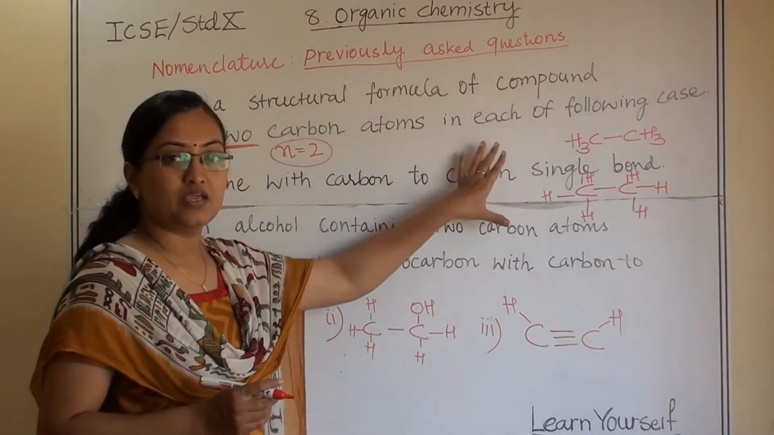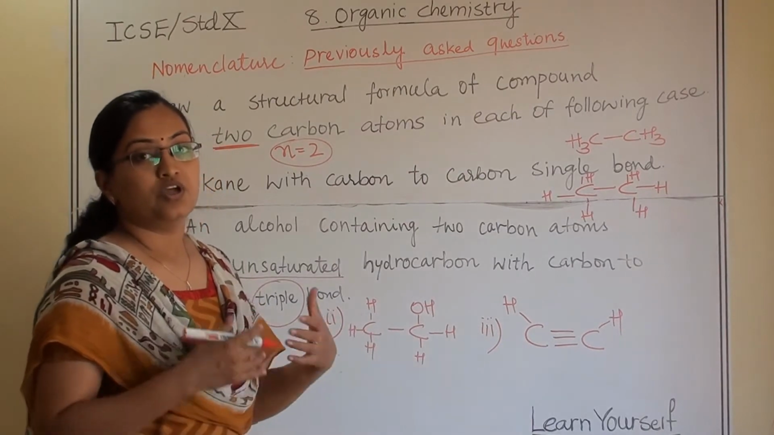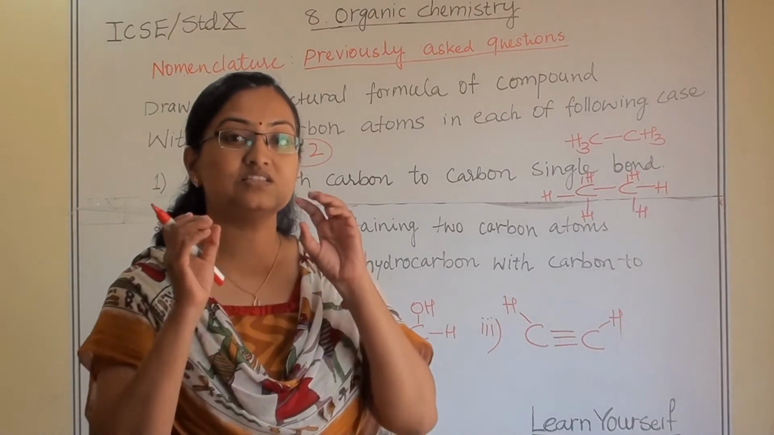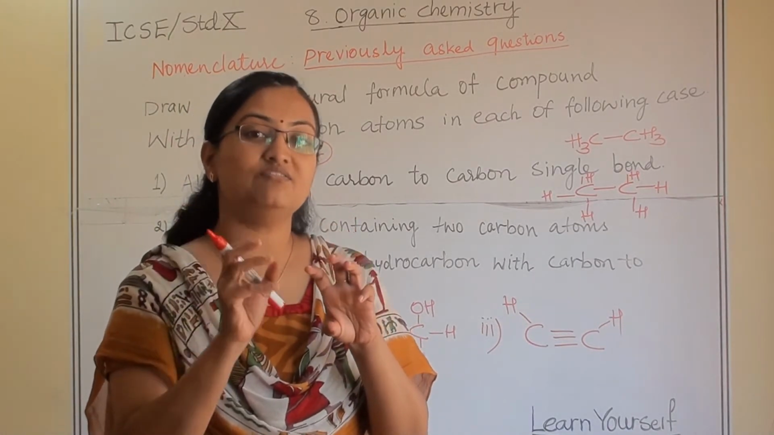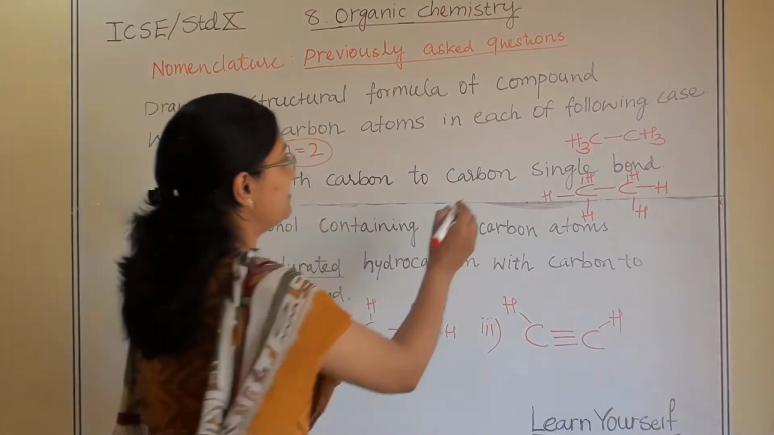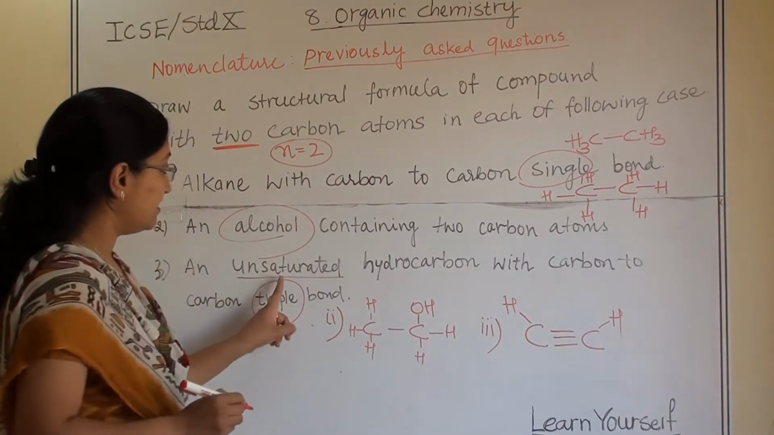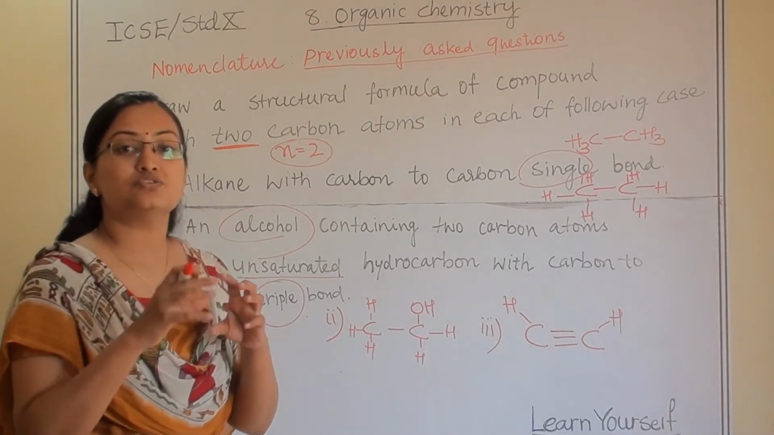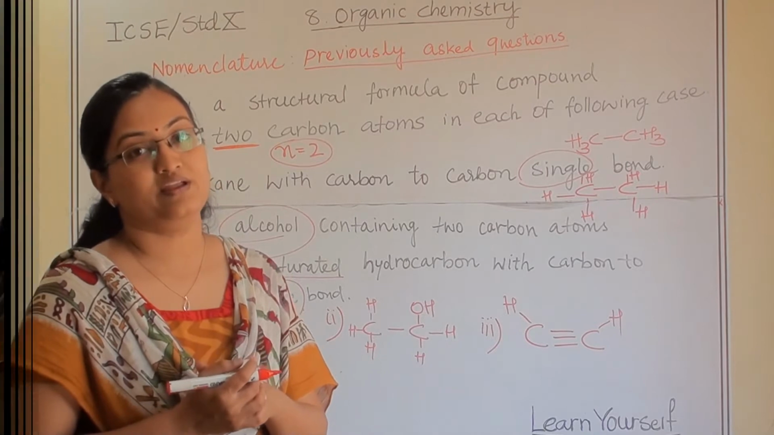But they have given a clue about which compound they want. So whenever you are answering this kind of question, please highlight those words which are giving you clues. For example, 2 carbon atoms, then single bond, then alcohol, and unsaturated with triple bond. You have to understand those things and write the structure accordingly.